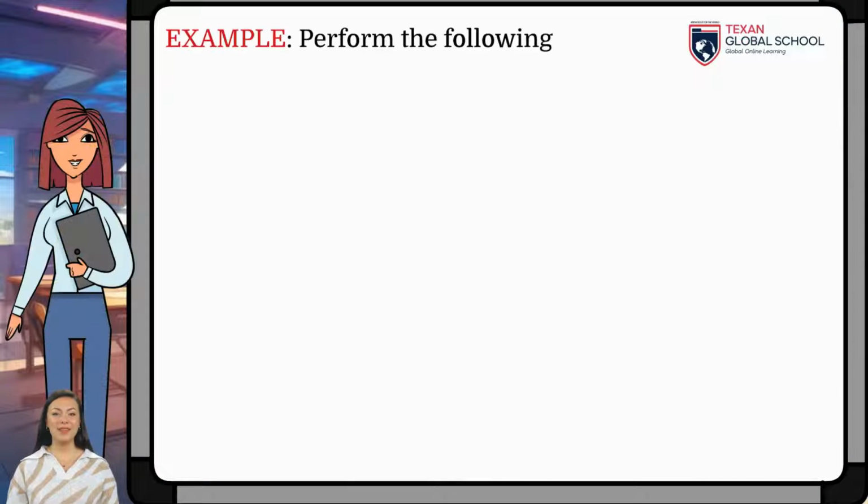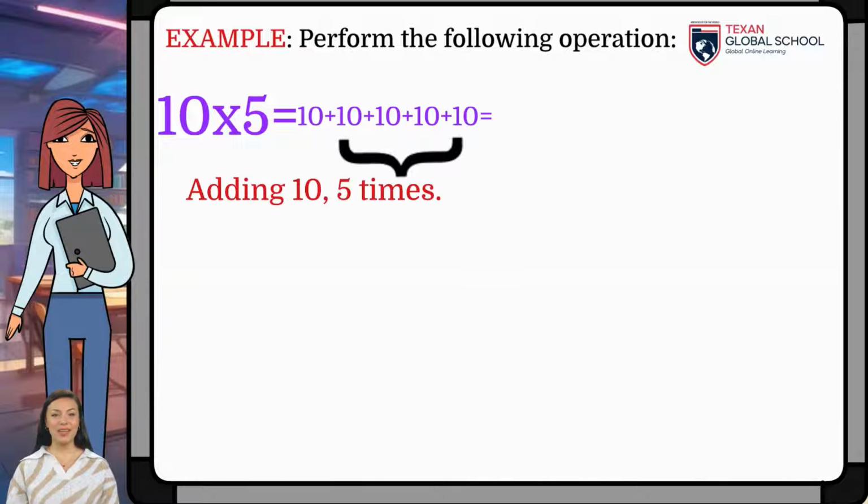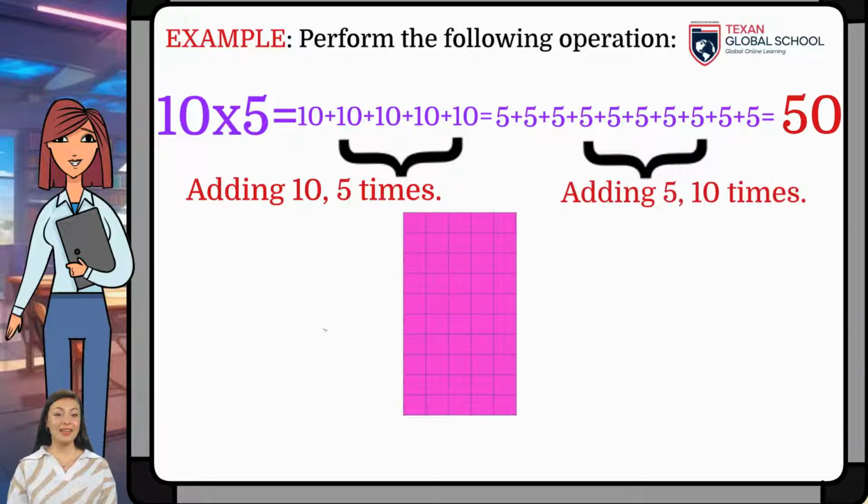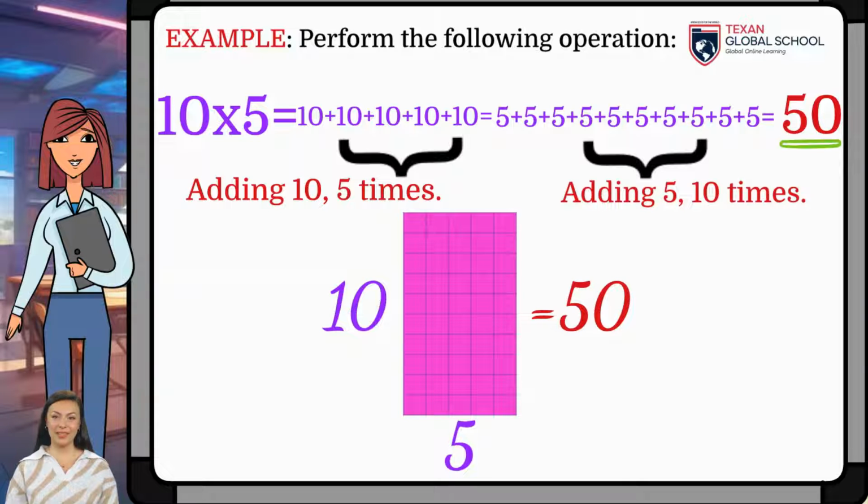Then, multiply 10 by 5. We add 10 five times, or we add 5 ten times. Therefore, 10 times 5 is 50. The model represents 10 rows by 5 columns. So we have 50 ones. Thus, we conclude that 10 times 5 is 50.